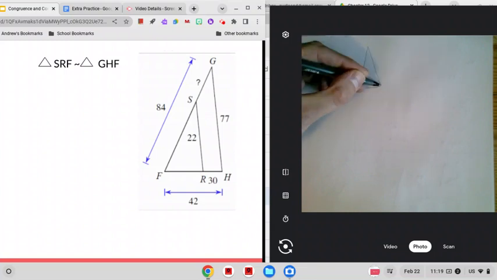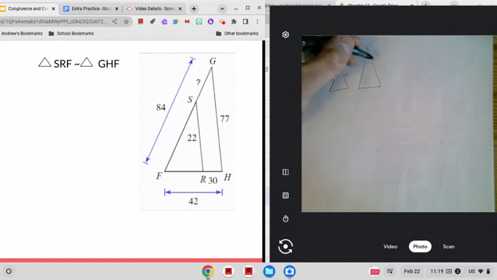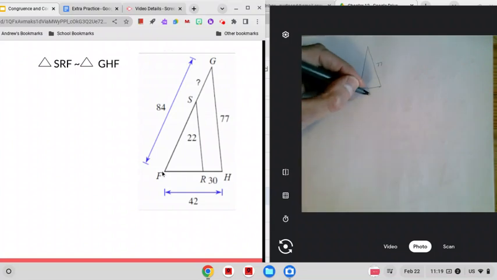You do not have to do this. There are other ways to find the solution. I'm going to fill in what I know. I know that this side is 22. This side is 77. So there's a relationship right there. I know that the whole bottom, FH, is 42. I know FG, that side there on the left, is 84.